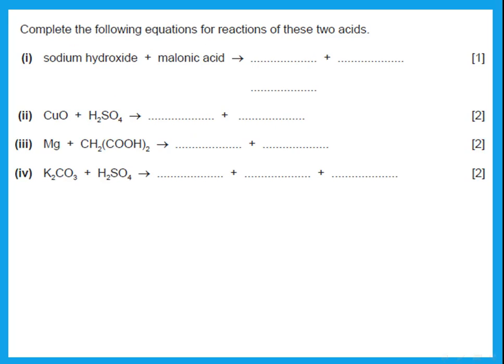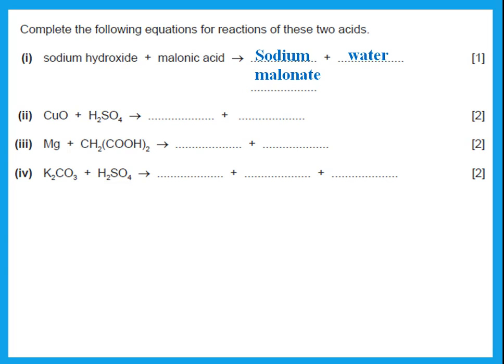Let's try this. Sodium hydroxide plus malonic acid. Again, we said if we have something plus an acid, it gives a salt, and the salt is written as sodium malonate. Okay, plus what? Well, let's see. Is this acid plus base, or is this metal plus acid? So this is acid plus base, gives salt plus water.